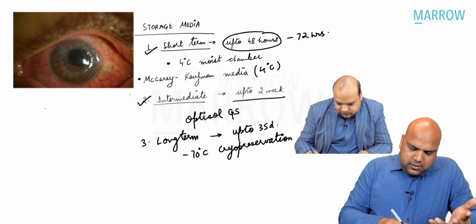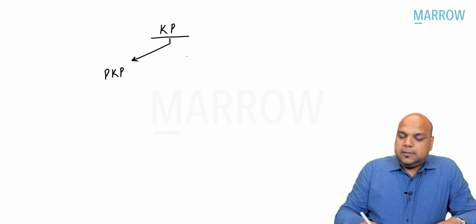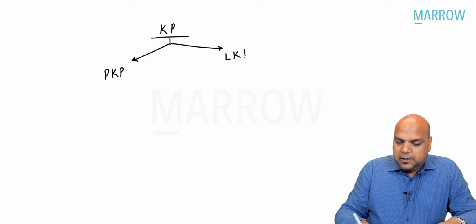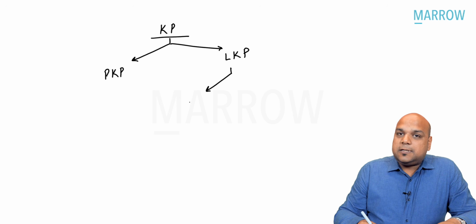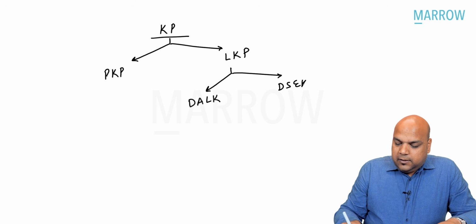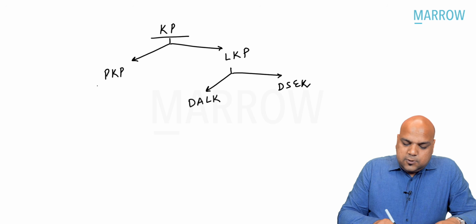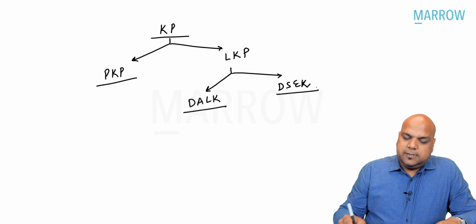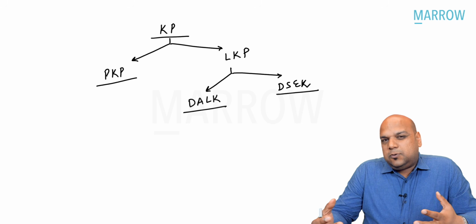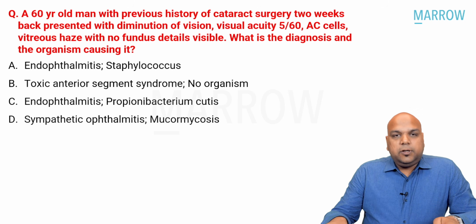I hope you remember already, or I'll just do it for you, that keratoplasty can be of two types. One is penetrating keratoplasty, that is full keratoplasty, and then the other is lamellar keratoplasty. Lamellar keratoplasty is of two types, DALK or DSEK. DALK means deep anterior lamellar keratoplasty, and DSEK is just for the superficial layers. So penetrating keratoplasty, DALK, or DSEK, these are the three main names. Please go through the uses. Again, it may be asked. Moving on to the next question.